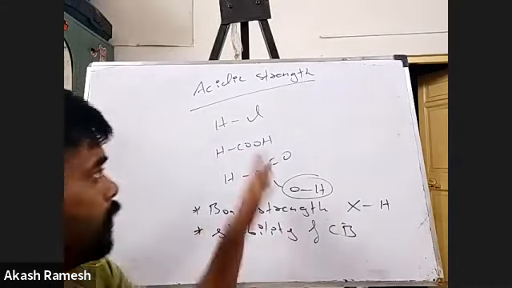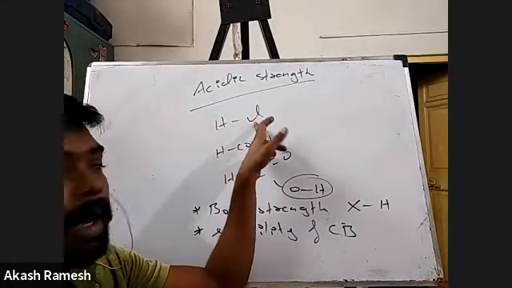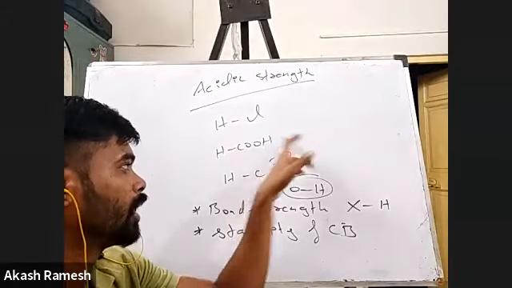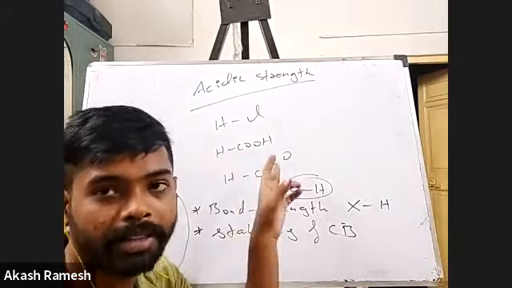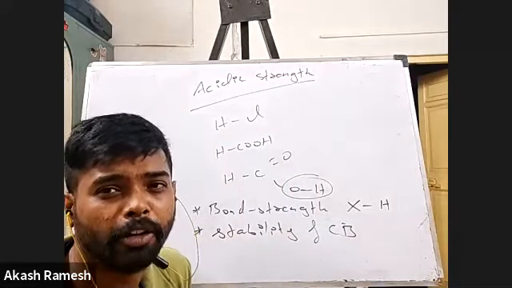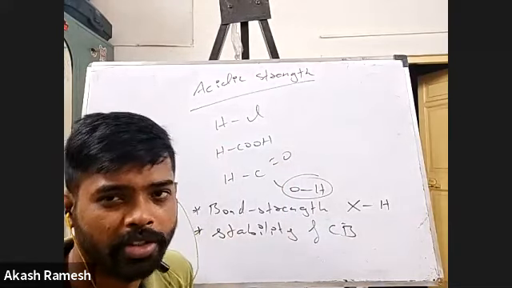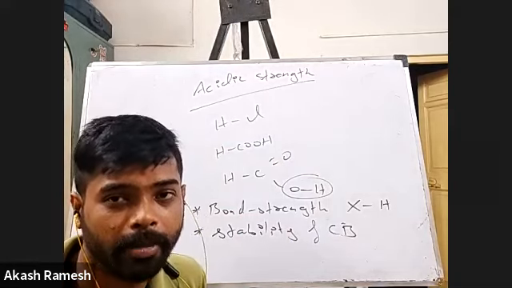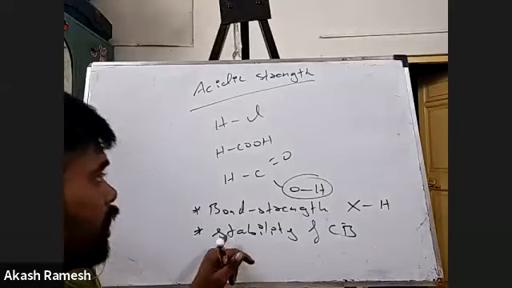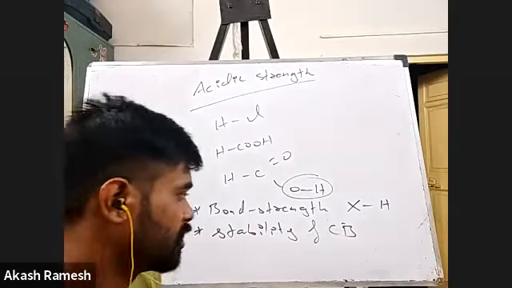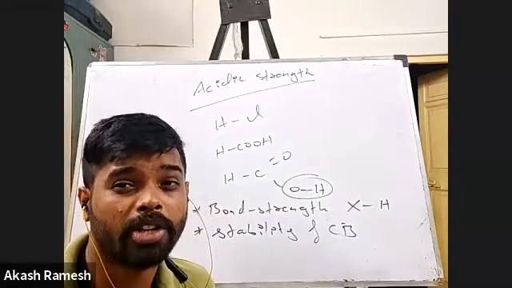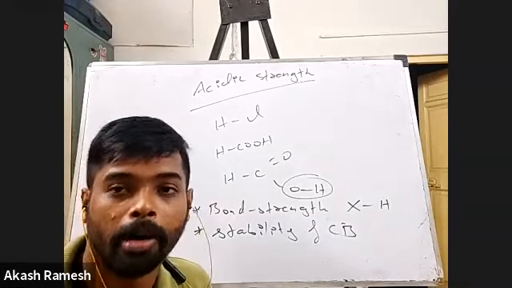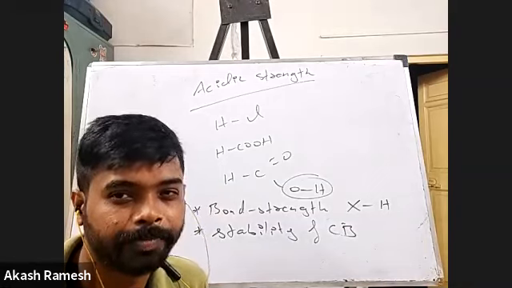For example, if I remove H plus from HCl, Cl minus would be my conjugate base of HCl. In this case, after removing H plus, HCOO minus would be the conjugate base of my acid HCOOH. So after removing H plus, whatever is remaining is called my conjugate base. The criteria for having high acidic strength is that the conjugate base should be highly stable, and the more the stability, the more will be the acidic strength.